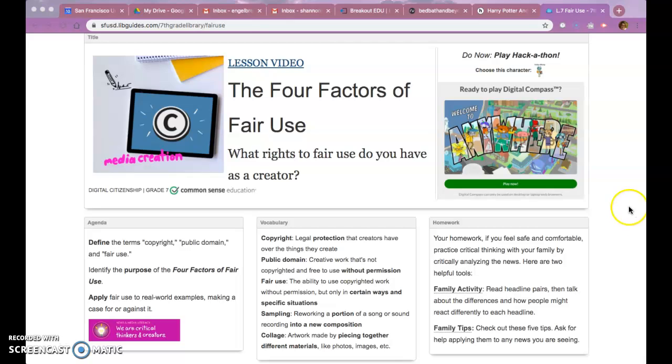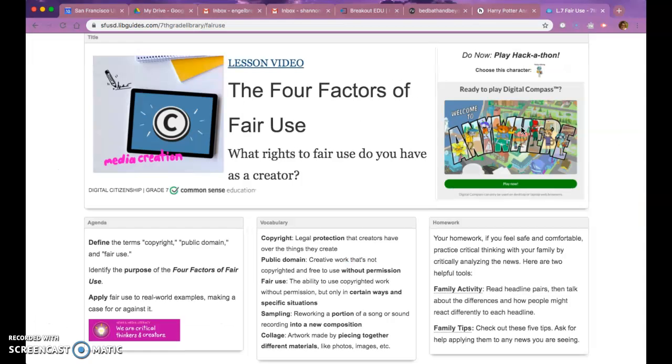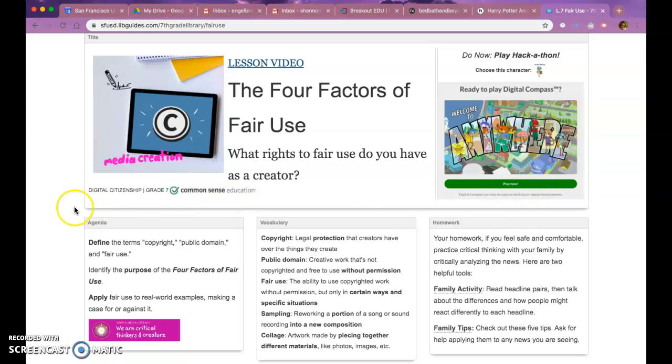As a warm-up, you can go into the digital compass linked here and play Hackathon. And you'll want to play with the character here called Hackerong. When you're done with that, it'll actually open up in a separate window. When you're done with that, you can close it up and come on back.